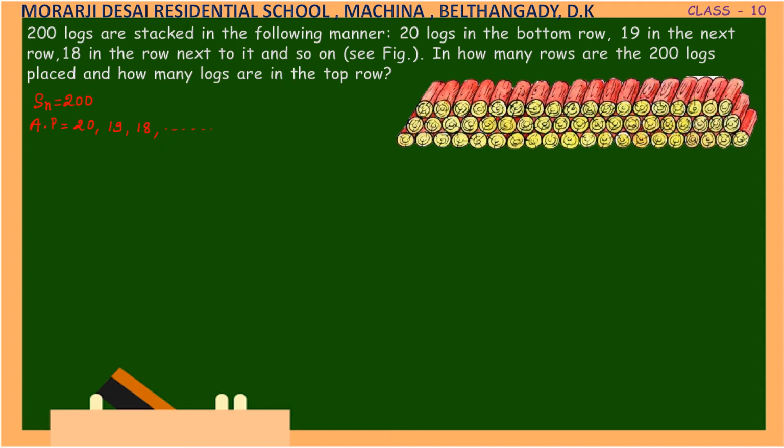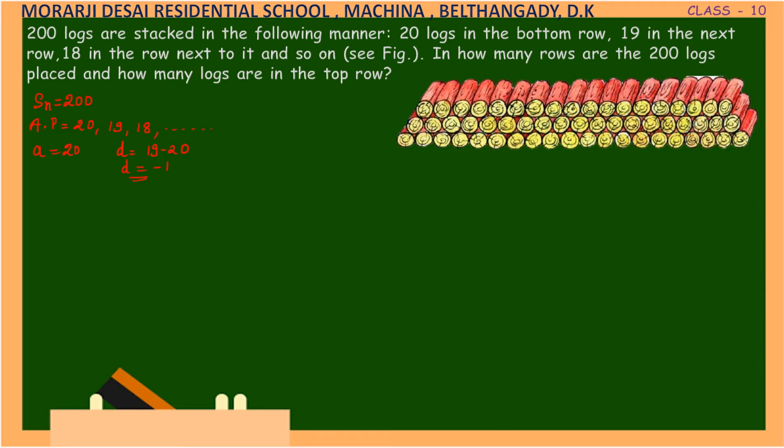Now, here we got an AP, so you can write a, that is 20. d is 19 minus 20, that is a2 minus a1, that is minus 1. So d is minus 1.